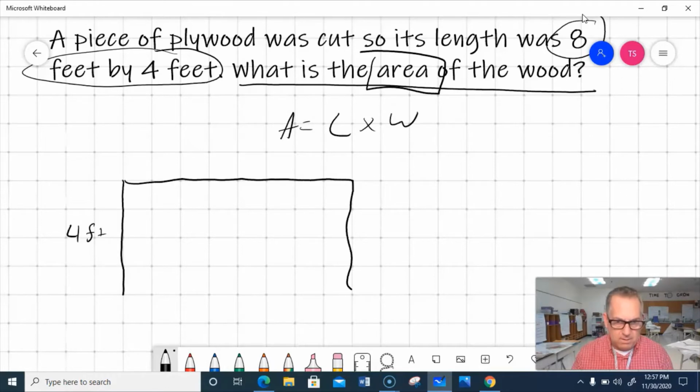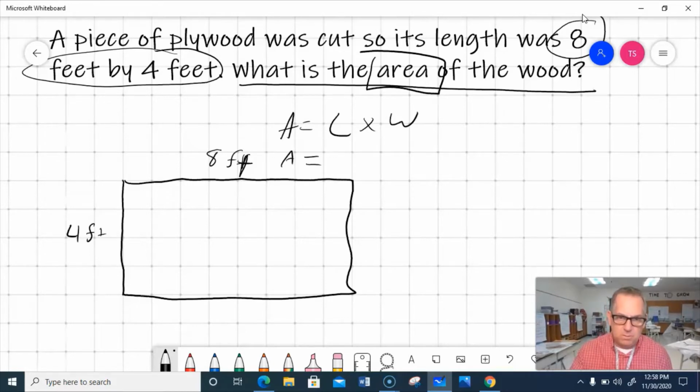And now I have it drawn out, and it makes it a little bit simpler to work this problem out. So it's 4 foot by 8 foot. So how would we solve that? Figure out the area. Area would be equal to 8 times 4. And we can go through here and count each block. We'll do that real quick.